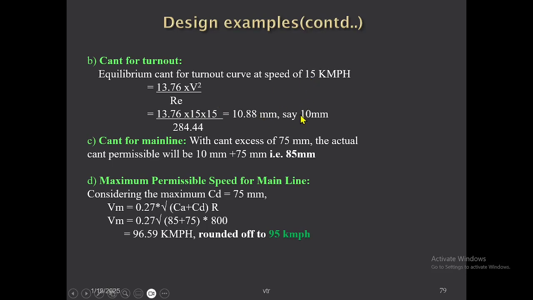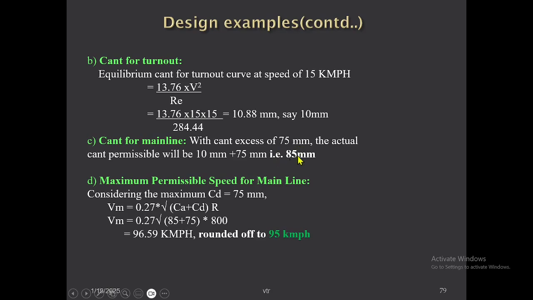The requirement is 10 mm, but whereas we are providing 85 mm, it will experience 75 mm, which is permissible limit. The excess cant will be within permissible limit. So how much cant are we actually providing? 85 mm we are providing. So once we are providing 85 mm, automatically we can find out speed by availing the cant efficiency.